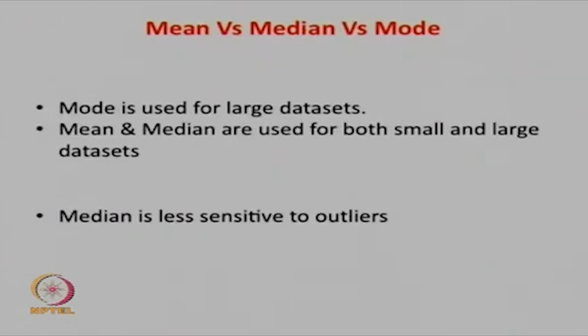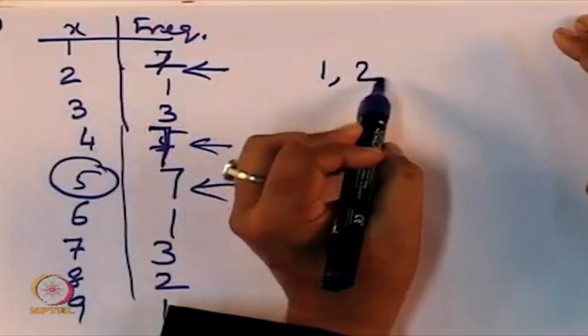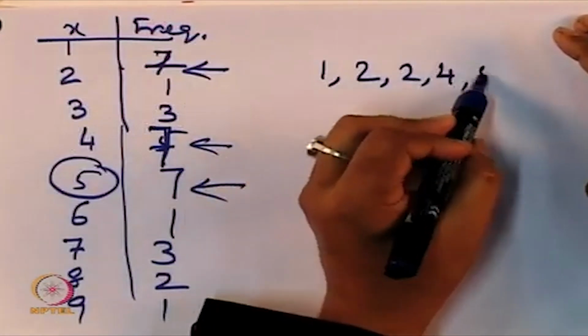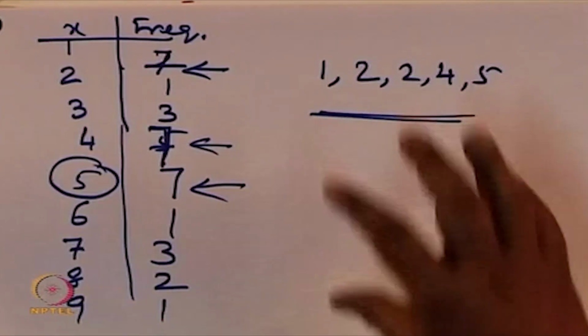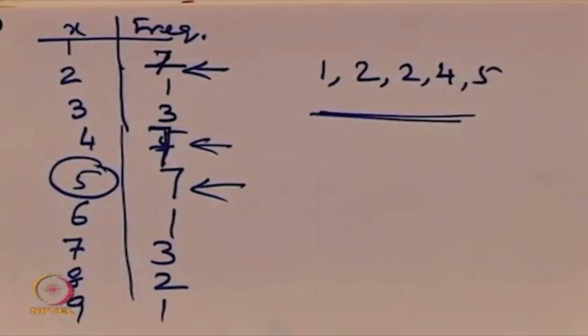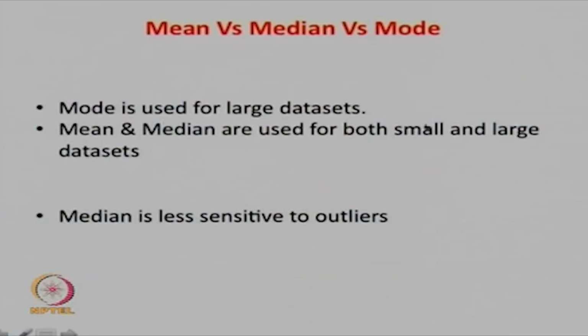So, a rule of thumb is mode is used for large data sets. Let us just say for a hypothetical case you had only 5 observations: 1, 2, 2, 4, 5. In this case reporting a mode does not make sense because your data set is too small. It is better to do either a mean or a median. So, as a rule of thumb, mode is used for large data sets. Now, what is large? If you have 50 observations, I would say that is a reasonable number to report mode as one of the representative metrics.